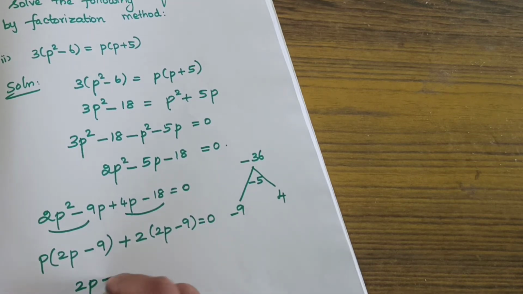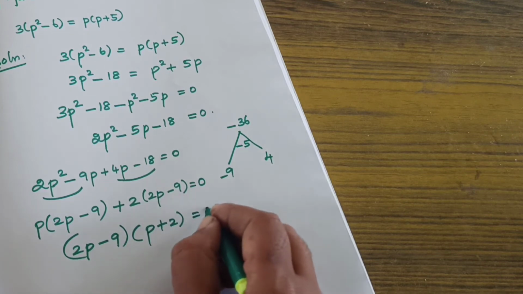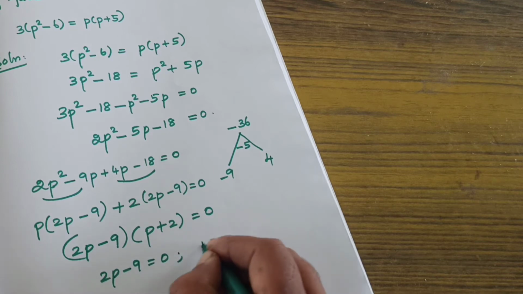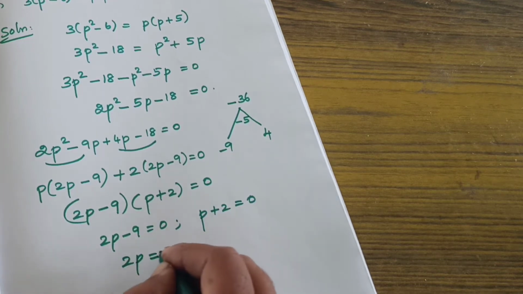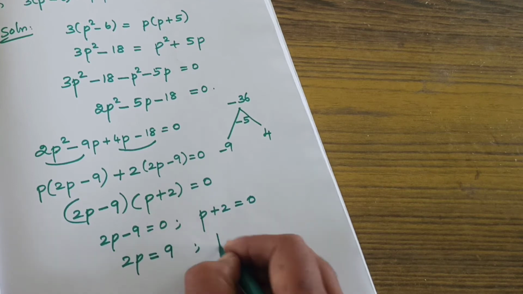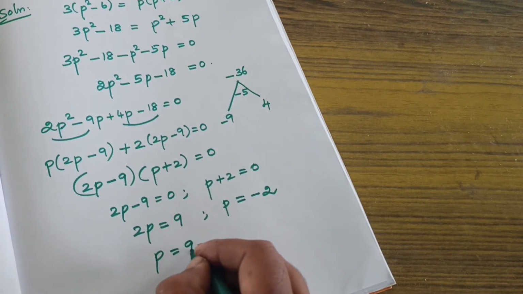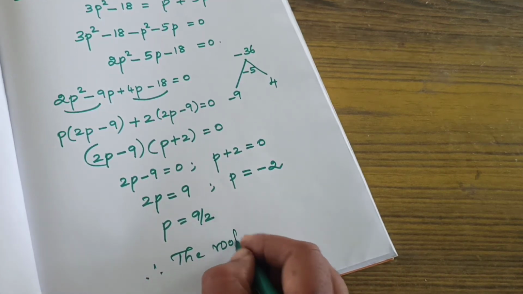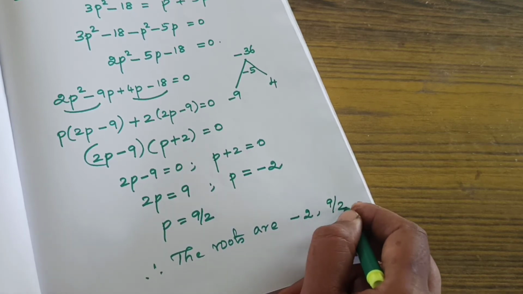Again 2p minus 9 is common. So inside, p plus 2 will come, equal to 0. Then 2p minus 9 equal to 0, otherwise p plus 2 equal to 0. So 2p equal to 0 plus 9, 9 only. p is equal to 0 minus 2, minus 2. So p is equal to 9 by 2. So what is the answer? The roots are minus 2, 9 by 2.